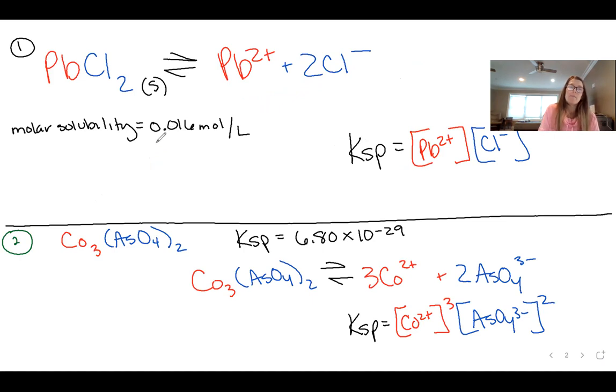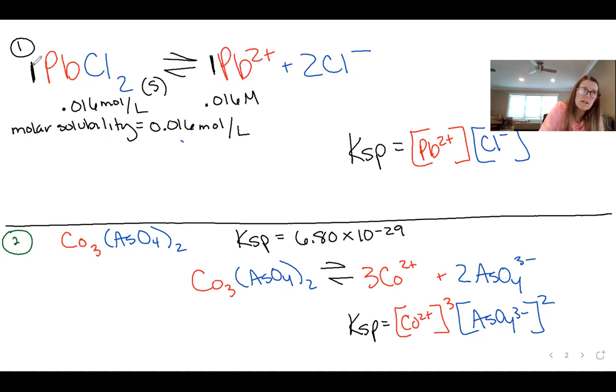So they'll either give you the molar solubility, which is how much of this dissolves in water. And they're telling you that 0.016 moles of this will dissolve in 1 liter. And so if we consider the stoichiometry of the reaction, for every one of these that dissolves, I get 1 of these. And if this is how much dissolves, then I'm going to have a concentration of 0.016 molar. But look at the coefficient here.